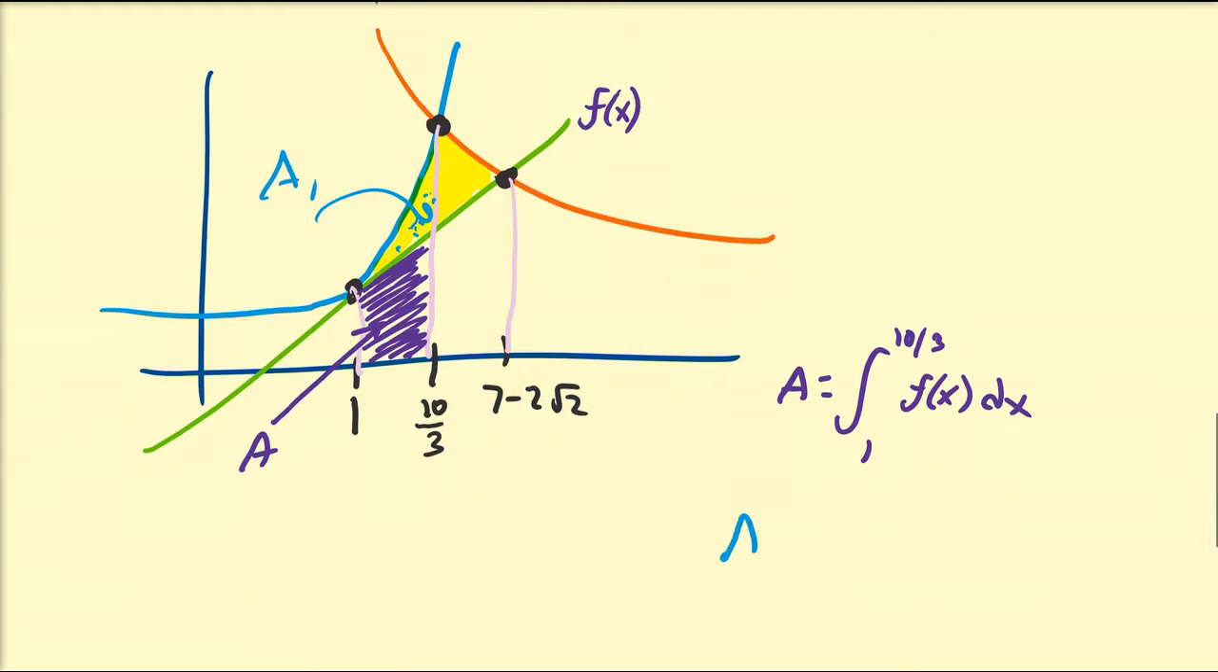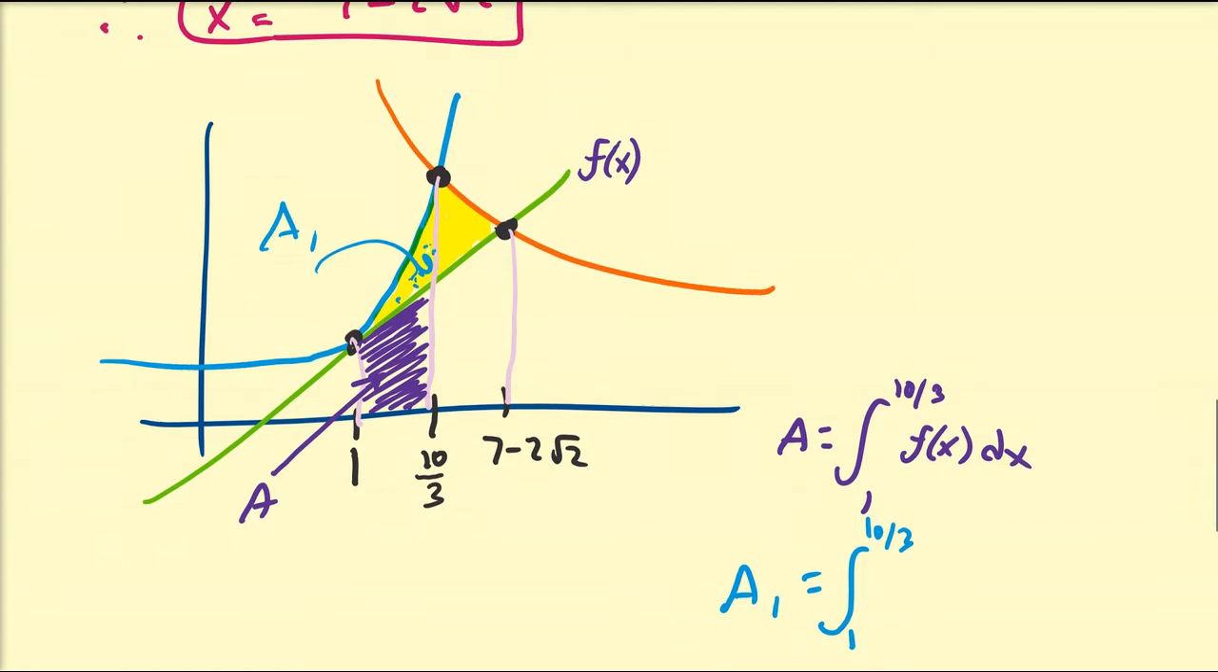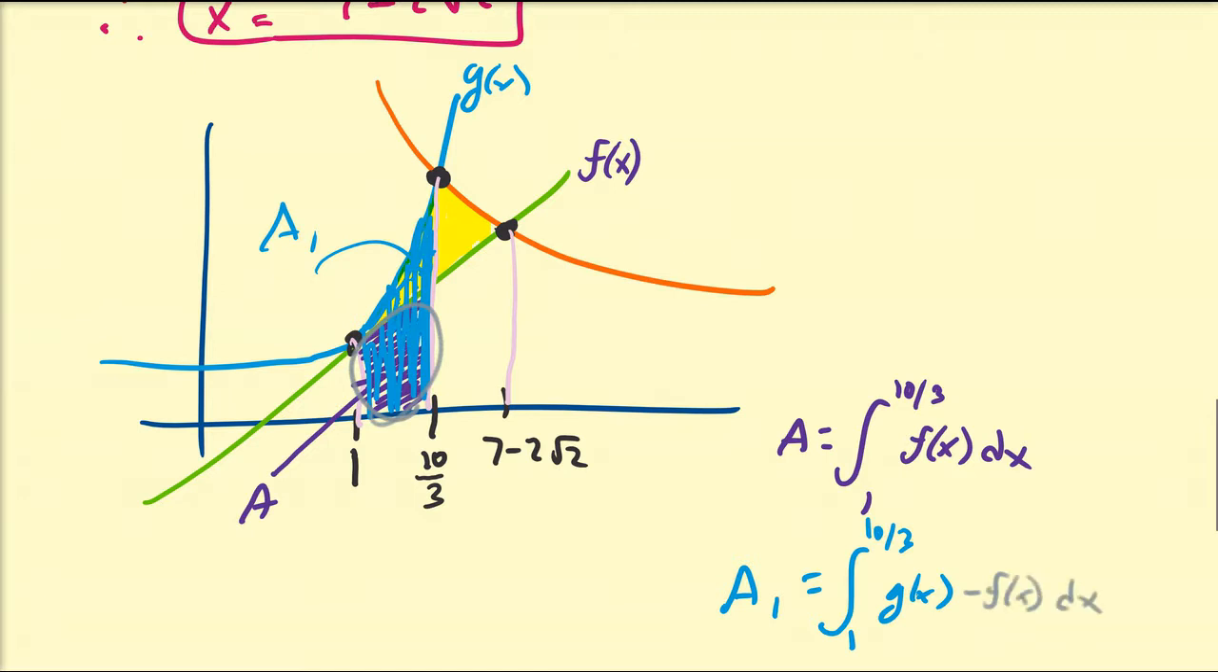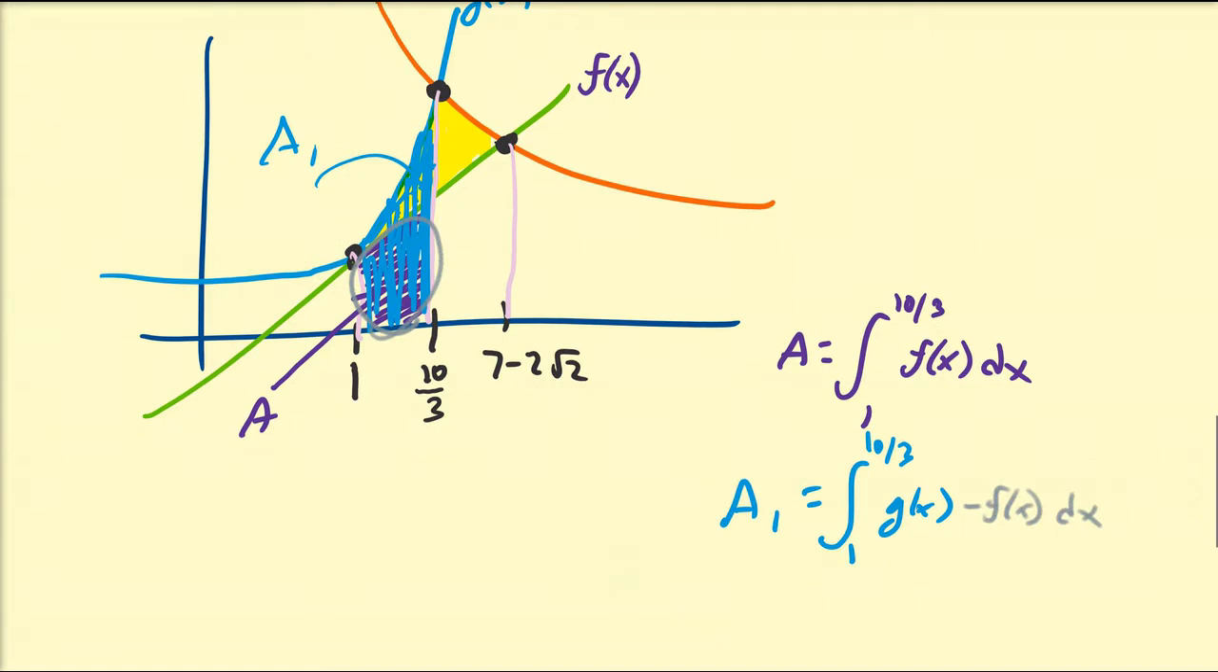So A1 is going to be the integral from 1 to 10/3. I'm going to call this function g of x. If I find the area underneath g of x, that's everything underneath the g, right? So it's going to be g of x, but I need to take away this piece right here. So I need to subtract from it f of x dx. That's important. So A1 is going to be equal to the integral from 1 to 10/3 of g of x minus f of x.